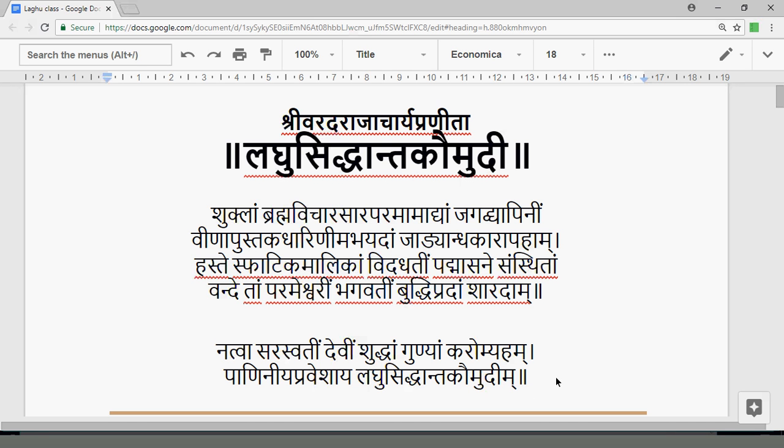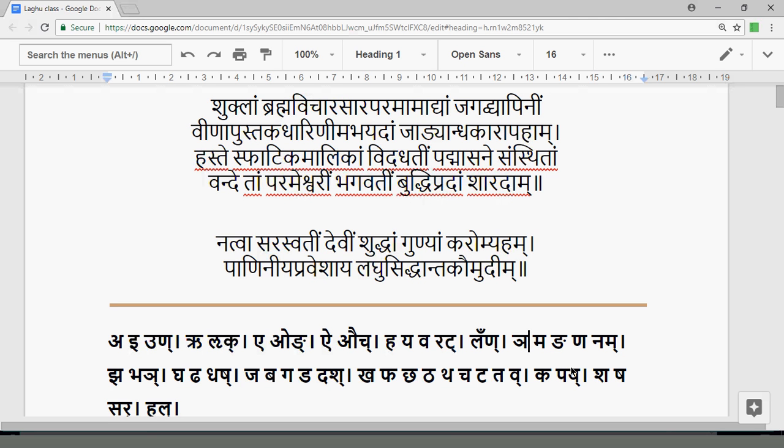We want to get into Panini. Finally, the goal is to understand the sutras, the Ashtadhyayi sutras. Therefore, this is a stepping stone and it will make us prepared. So, this is the Mangalacharana. We will do this before each and every Patha.